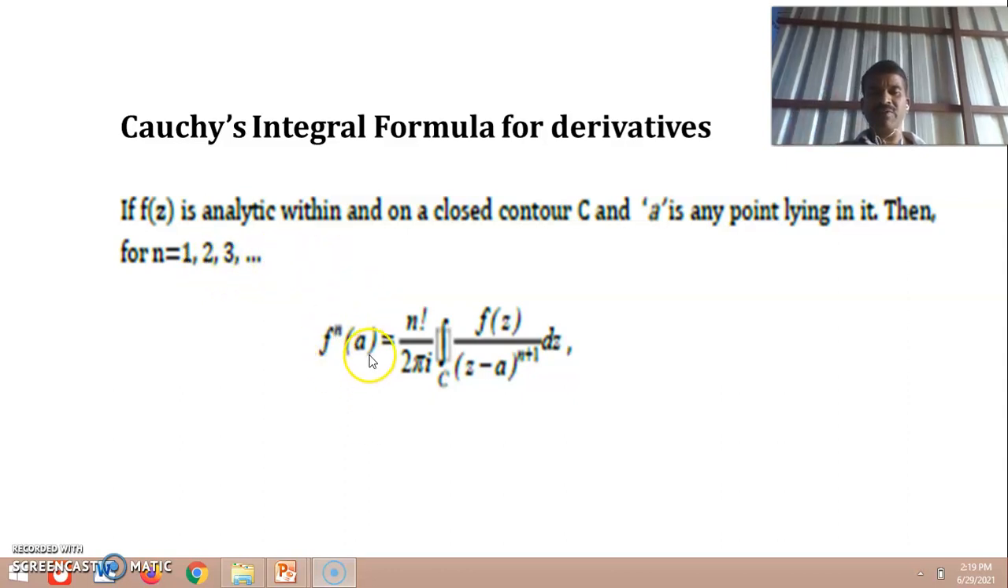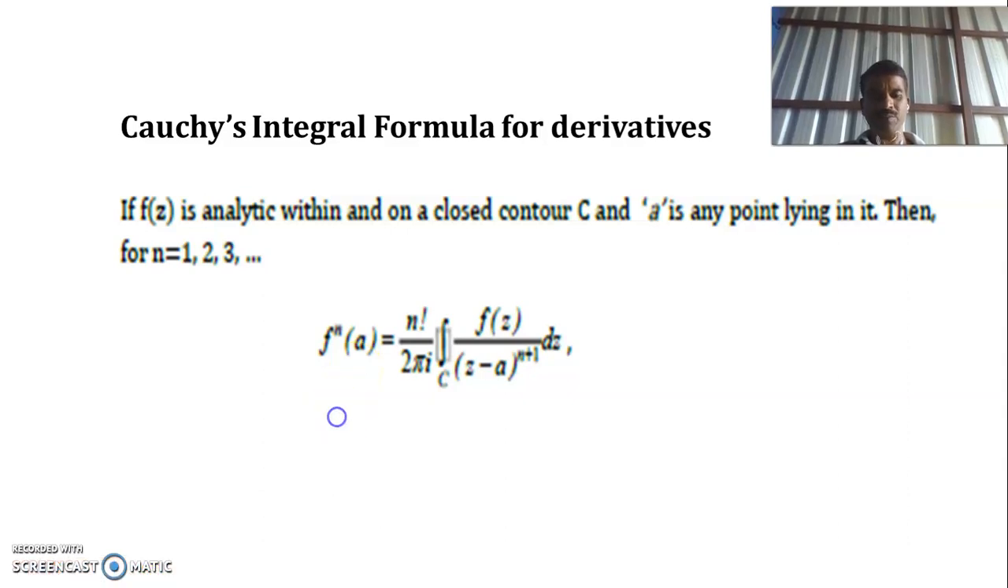the nth derivative of f(a) is equal to n factorial divided by 2 pi i, times the integration of f(z) divided by (z minus a) to the power of n plus 1 over the closed contour C. Or else, the integration of f(z) over (z minus a) to the power of n plus 1 over the closed contour C is equal to 2 pi i by n factorial times f^(n)(a), where f^(n) indicates the nth derivative of the function at z equal to a. So that is the statement of Cauchy's integral formula for derivatives.